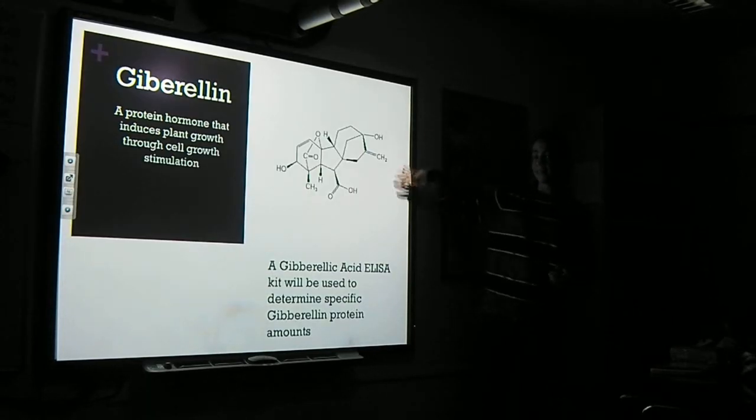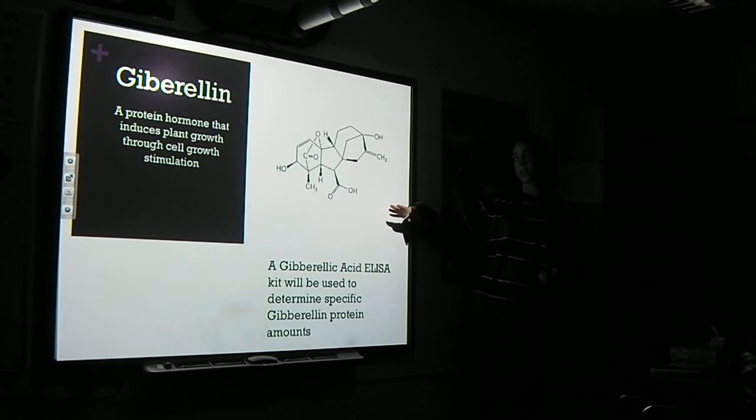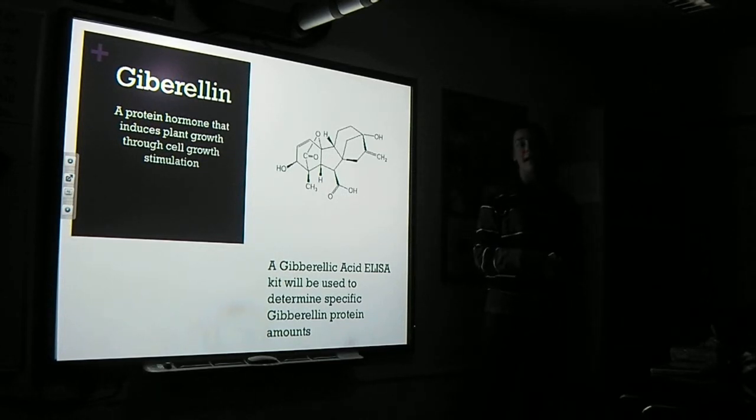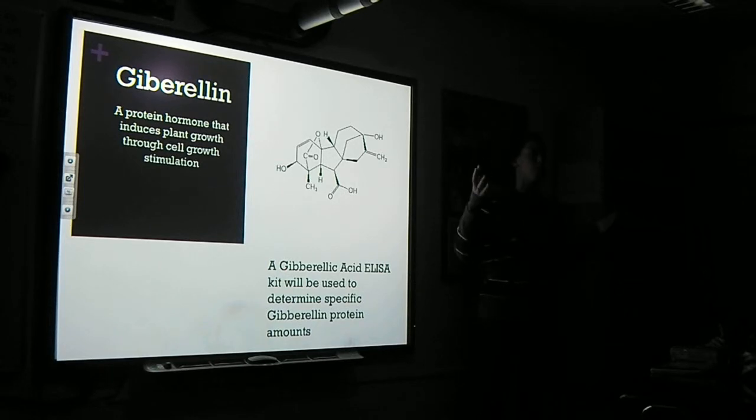So gibberellin, this is a picture of gibberellin's chemical structure. And basically it's a protein hormone, and it helps plants grow by inducing cell growth. So the larger the cells are, the larger the plant will be. And so a gibberellic acid ELISA kit will be used to determine specific gibberellin amounts versus overall protein amounts, because there's more proteins than gibberellin in a plant.